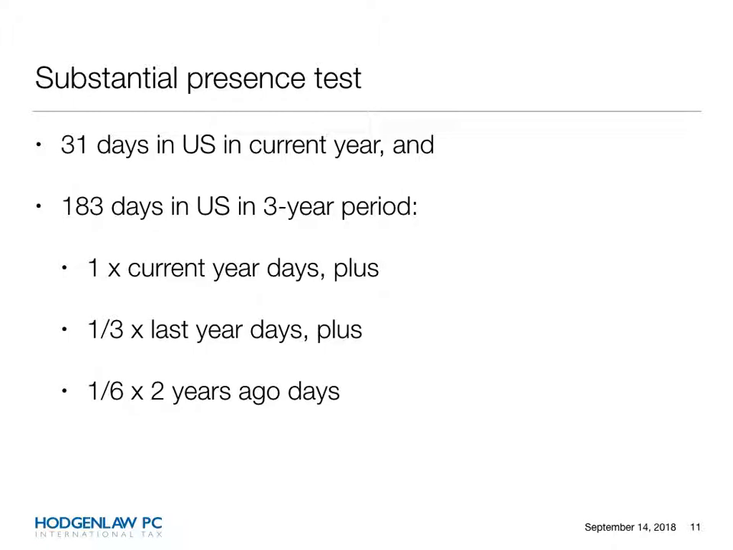So the next test, the substantial presence test, on the other hand, is a math equation. Two conditions must be met to be considered a US resident during a tax year. First, you have to be in the US 31 days in the current year. And second, you have to be in the US 183 days in a 3-year period, including the current year. To see if you have 183 days or not, each day in the current year is fully counted, so whatever it is times 1, while 1/3 of last year's days and 1/6 of the days from 2 years ago are added.